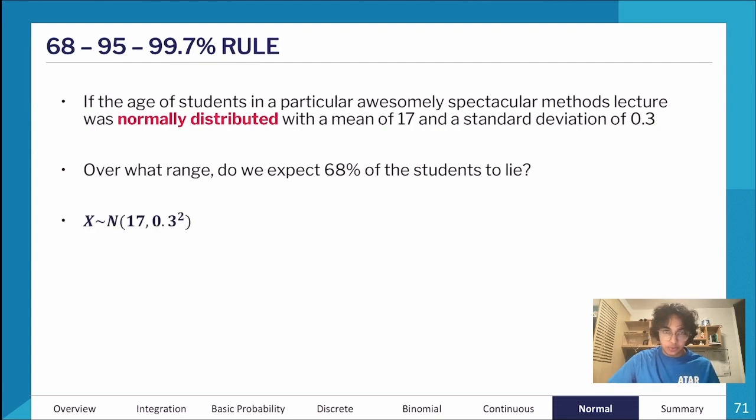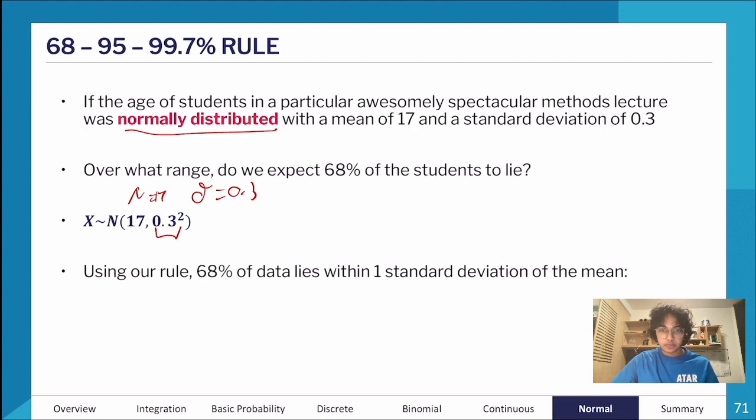Well, we have a normal distribution, which is what they've said here. The mean was 17, and the standard deviation is 0.3. Here, that represents the variance, so that's just sigma squared, so you can just write 0.3 squared. Using our rule, 68% of our data lies within one standard deviation of the mean. So all you have to do is 17 minus 0.3 and 17 plus 0.3. So 68% of the ages lie between 16.7 and 17.3 years old.